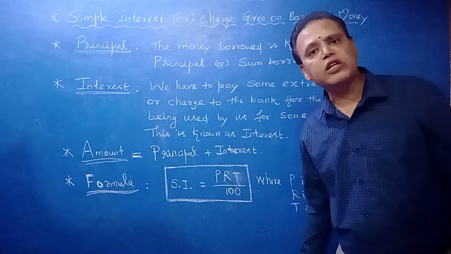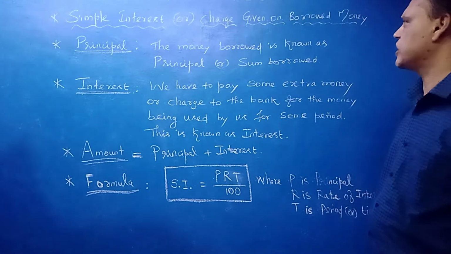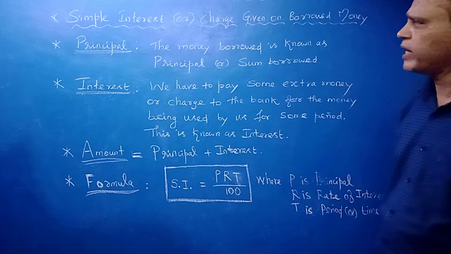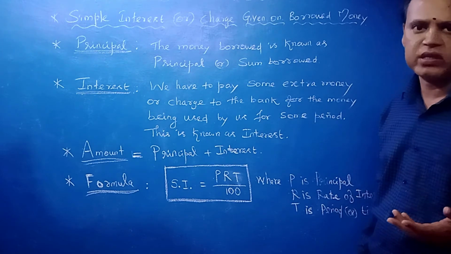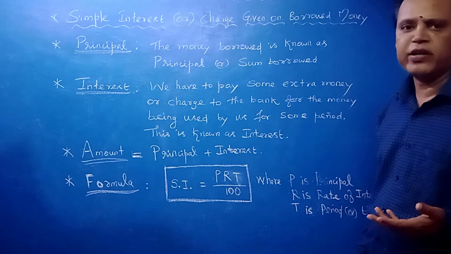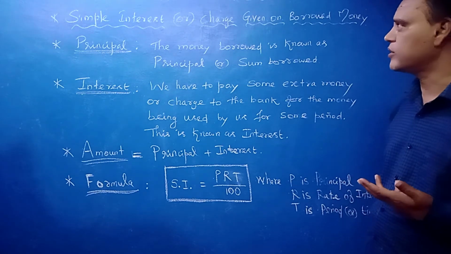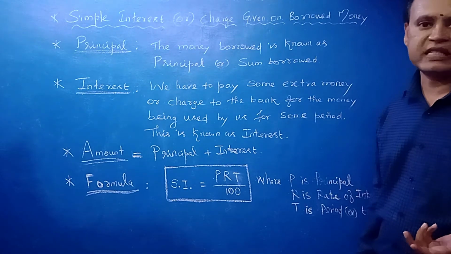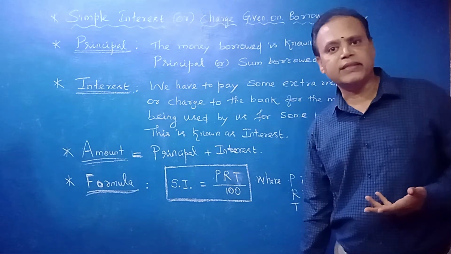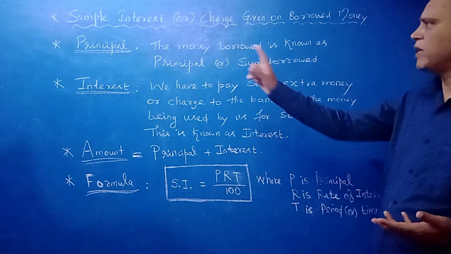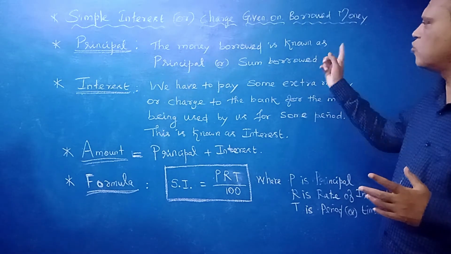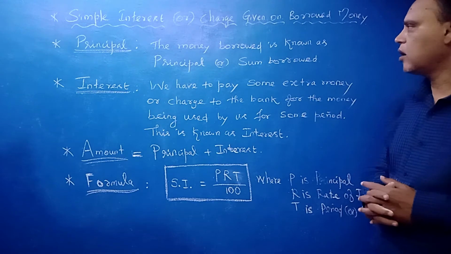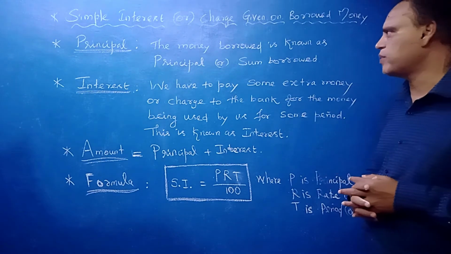So next we will see a very important topic, simple interest, or we can say the charge given on borrowed money. For borrowed money, we have to give some charge. Where can we find simple interest? In a bank. If we borrow some money, we have to pay the interest. That is through simple interest. Now, what is principal? The money borrowed is known as principal, or we can say the sum borrowed.